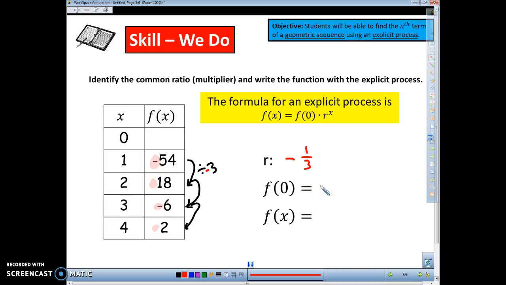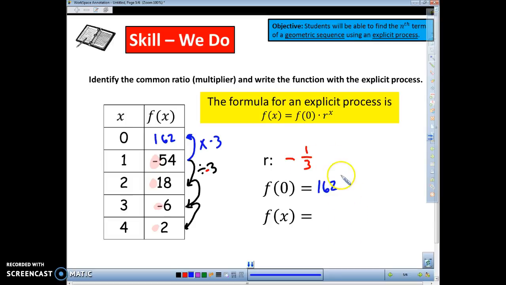Okay, so we found our r value, and now we're going to have to go ahead and find our initial value, f of 0. So in order to do this, we have to go backwards, and we realize we're dividing by negative 3. So in order to find f of 0, we're going to have to do the opposite of division, which is multiplication. We're going to multiply by negative 3. -54 times negative 3 is a positive 162. So f of 0 is 162.